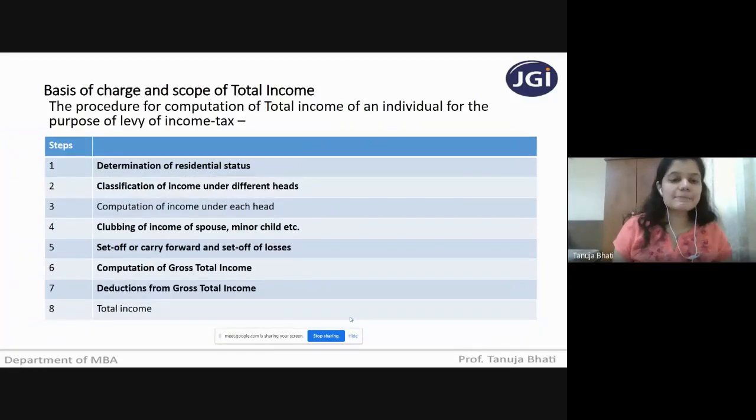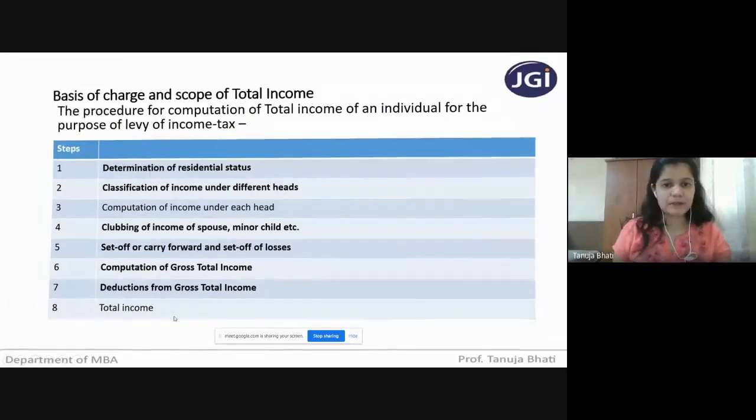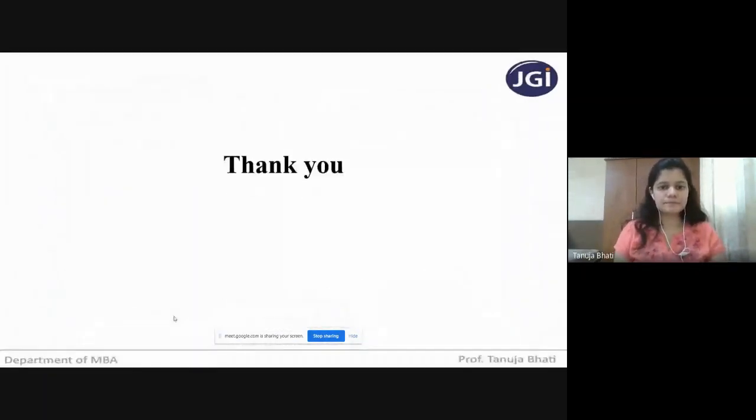The next part I wanted to cover in today's session was the basis of charge and scope of total income. But we have only 5 minutes left, and this requires at least 20 minutes for explanation. So we will cover this in tomorrow's session. So thank you, students.